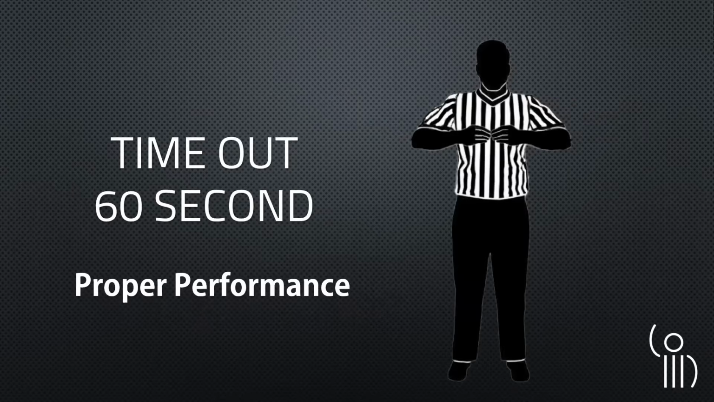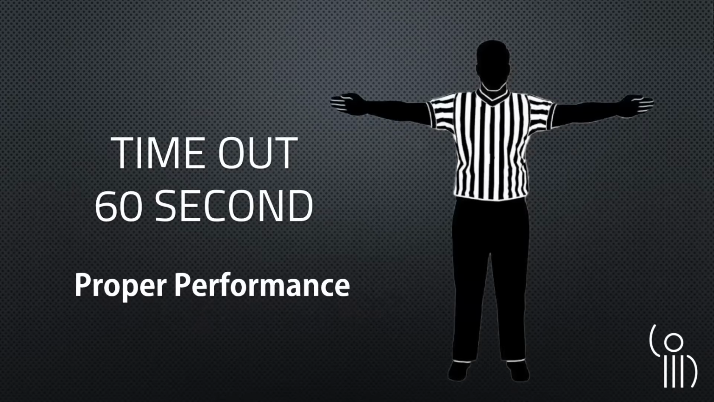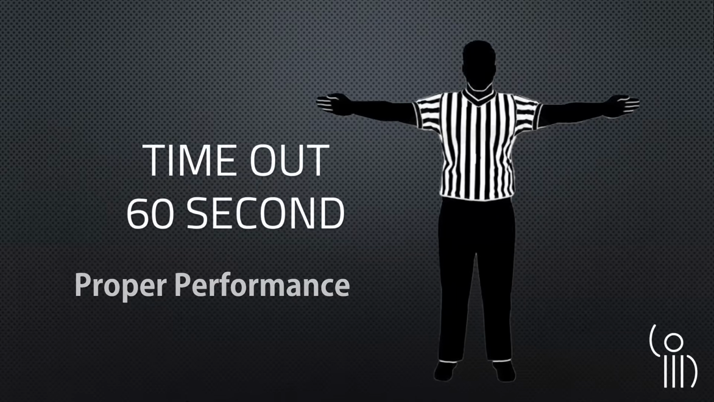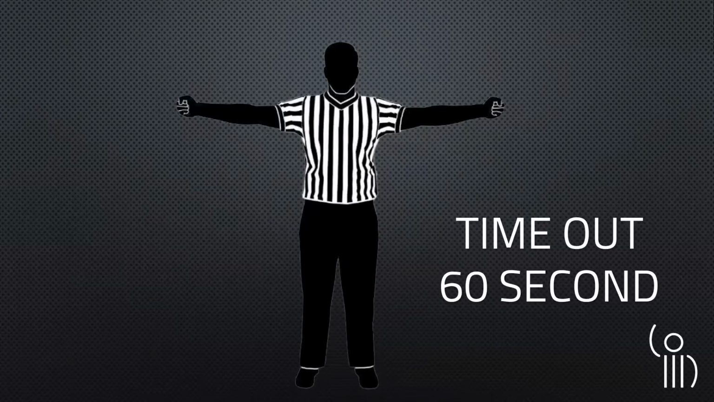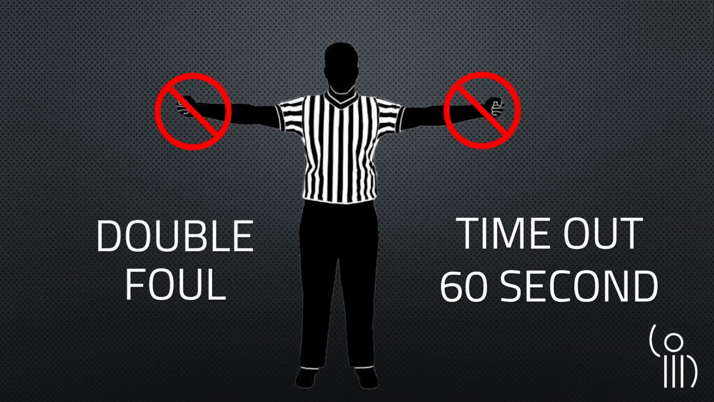You put your hands together and you spread them out, both perpendicular to your body. And I want you to take a close look. The 60-second timeout has open hands. Okay? It's not closed fists, which I see a lot. What is this signal? This is a double foul.